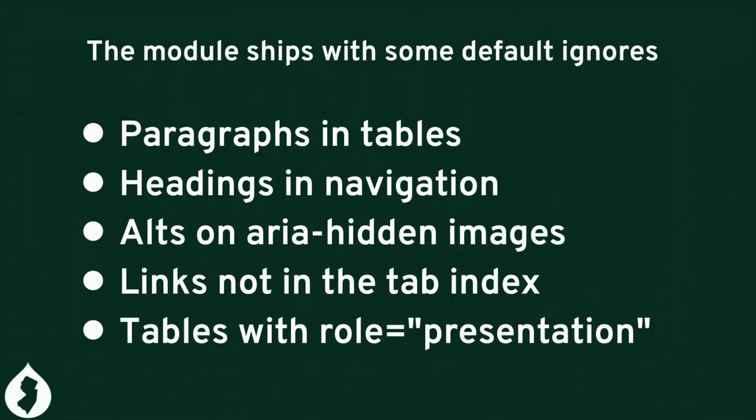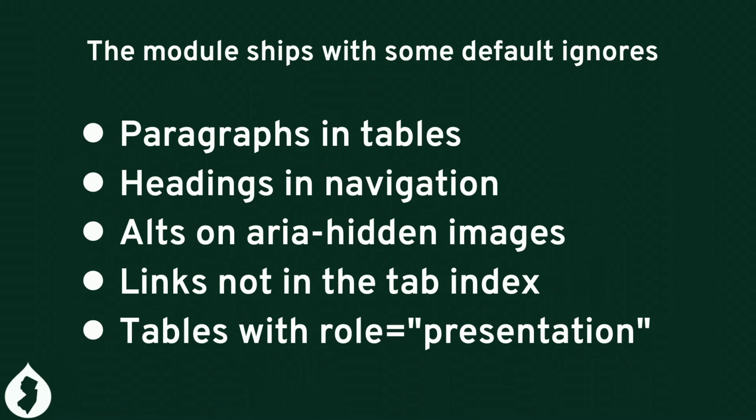I will say that it ships with some default ignores. So, for example, there's a check where if you write out 1, 2, 3, 4, it'll pop up a flag asking, should this be a list? It's not going to do that in a table, because in a table, 1, 2, 3, 4 is data. So it's going to ignore tables for the paragraph test. It also ignores headings in navigation, things like that.